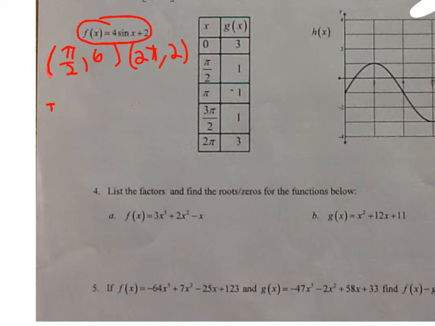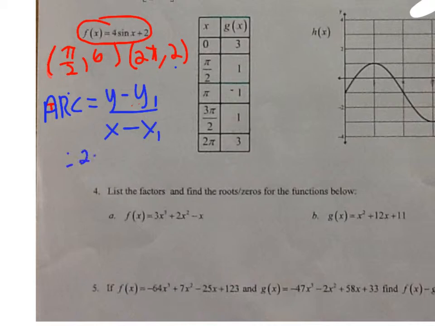So the average rate of change, remember, is y minus y over x minus x. So we're going to have 6 minus, I'm going to start off with the 2 here. So we're going to do 2 minus 6 over 2 pi minus pi over 2.